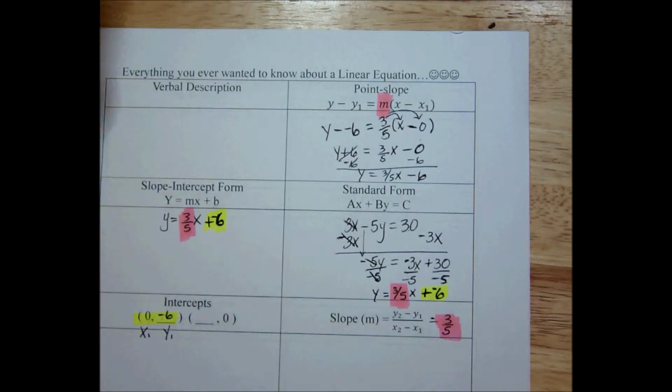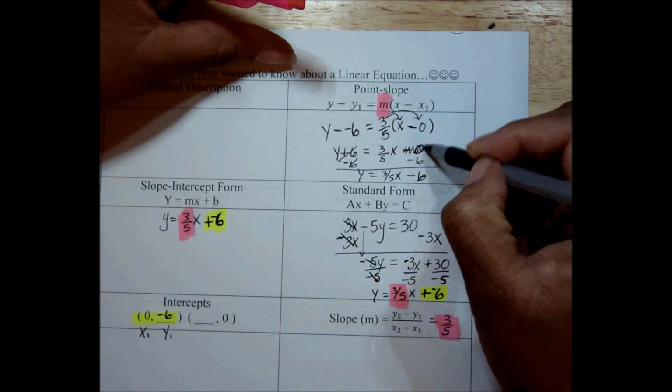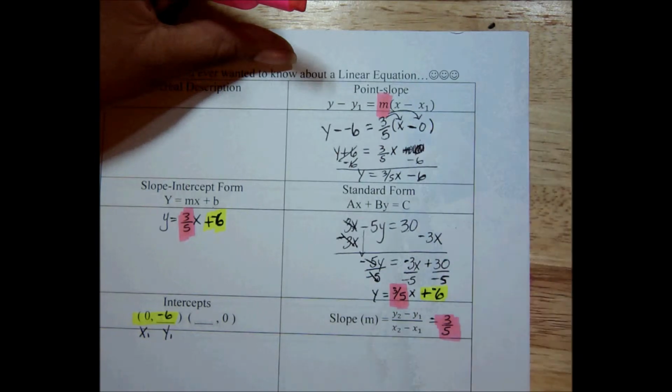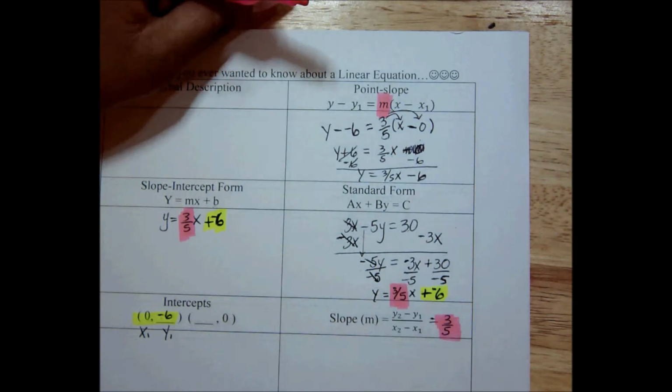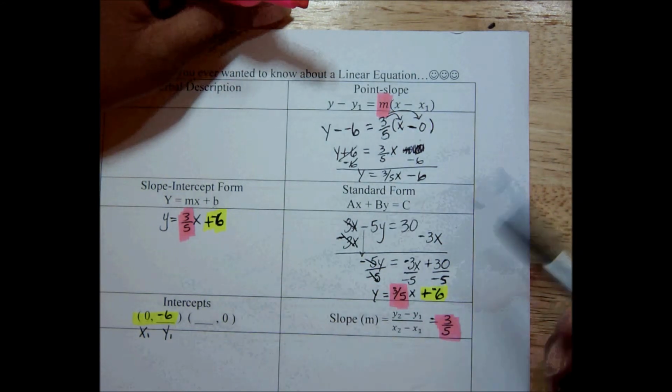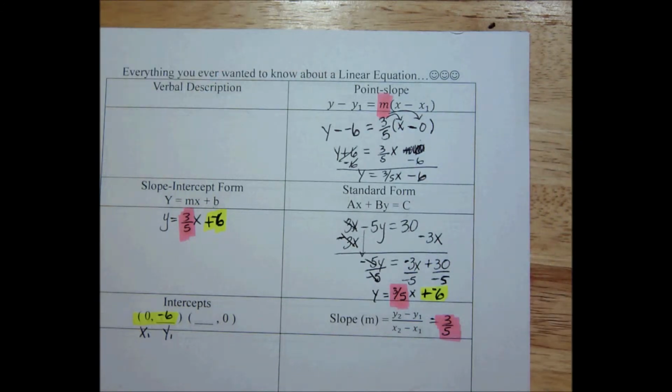Okay, and some people will say they don't want to put the minus 0. You don't have to put it at all. You can leave it like that, and then do minus 6, and then get minus 6 in your final equation. From there, let's see, what could we do?